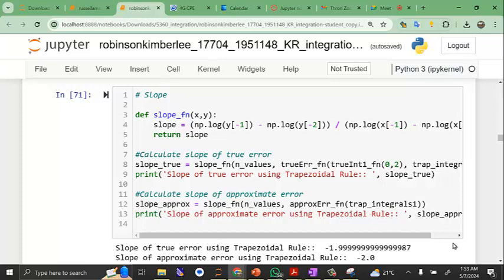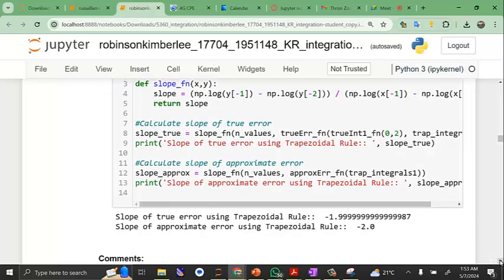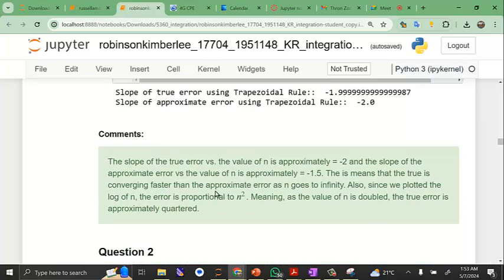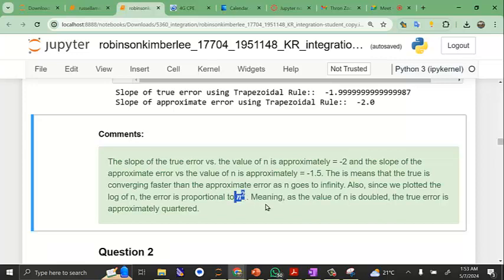for both of them. So that's telling me that this method is order 2. All right? So the error is proportional to n squared. It should be n to the -2, really, because of course it's going to go down as n increases. So if the value of n is doubled, the true error is approximately quartered. So it's actually proportional to h squared, which is another way of saying it. All right.